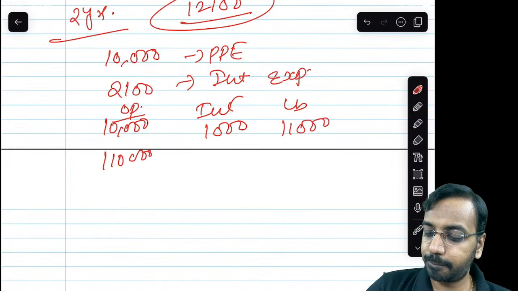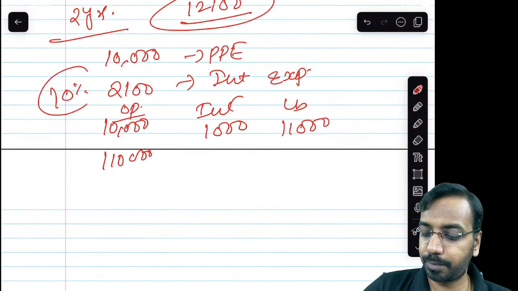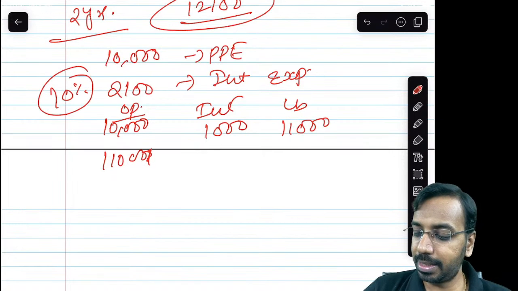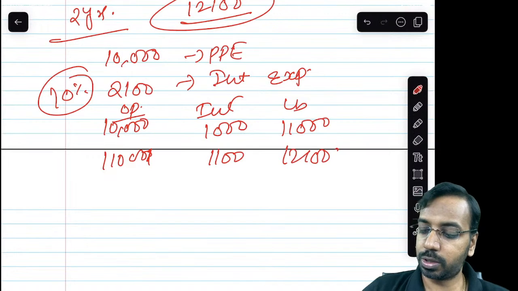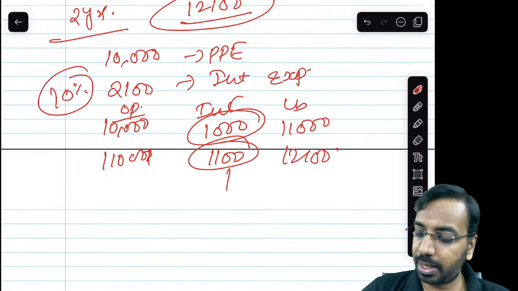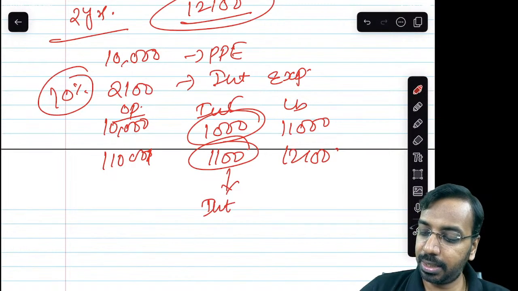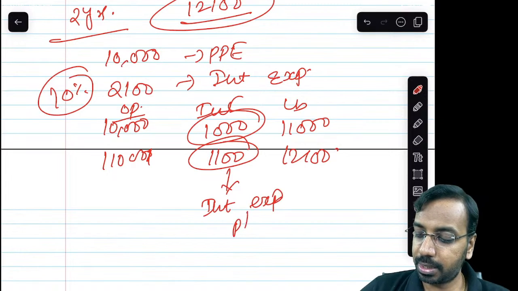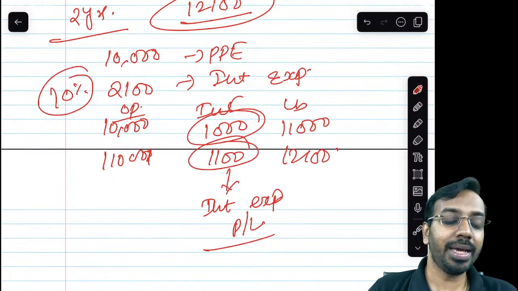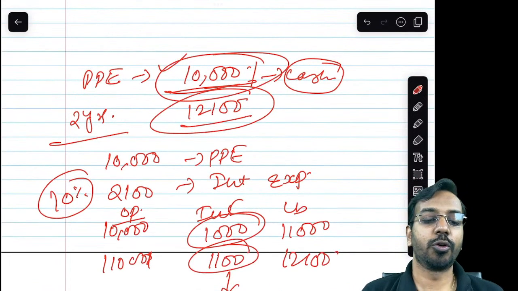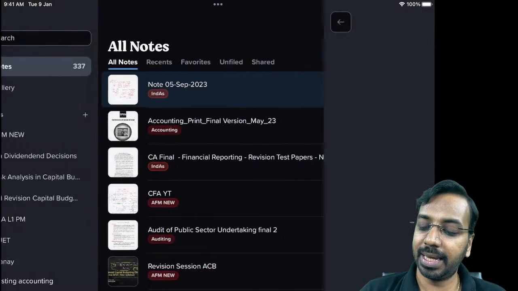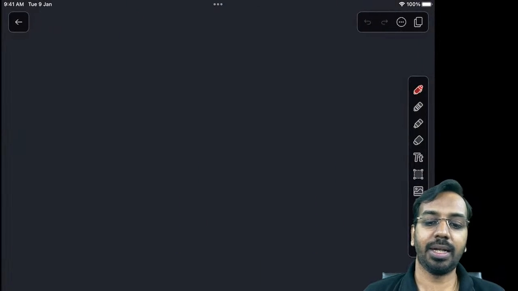11,000 opening balance, I am considering 10% interest. 11,000 opening balance, 1,100 interest, 12,100 closing balance. So this 1,000 and 1,100 will be my interest expense in the P&L. My cash price 10,000 should be the amount at which I should be capitalizing my property, plant and equipment.